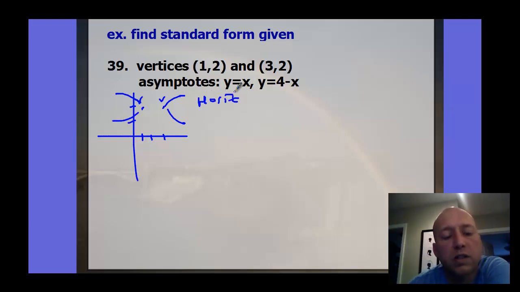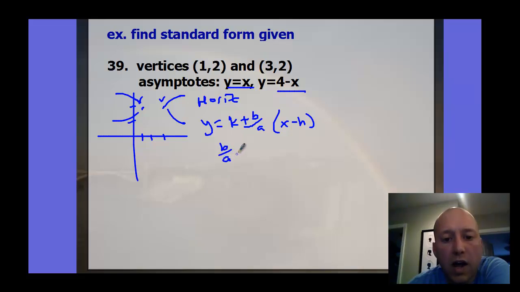And that's important because now I know for the formula it's y equals k plus or minus b over a times x minus h. And so if I look at our asymptotes here, they have a slope of 1. So b over a has to equal 1. If we look at our picture here, the center has to be right between the two vertices, so it has to be (2, 2). And so the distance here is 1, which is a. So a has to equal 1, and therefore b has to equal 1, so we divide and it equals 1.